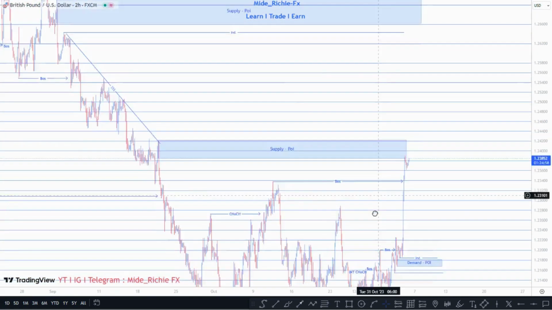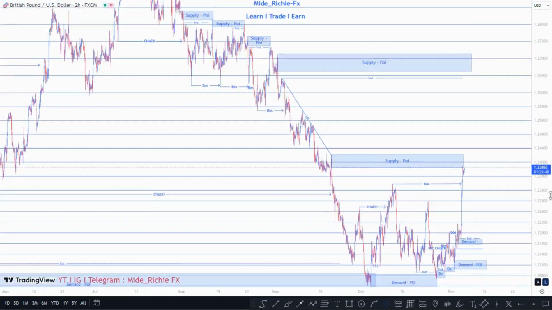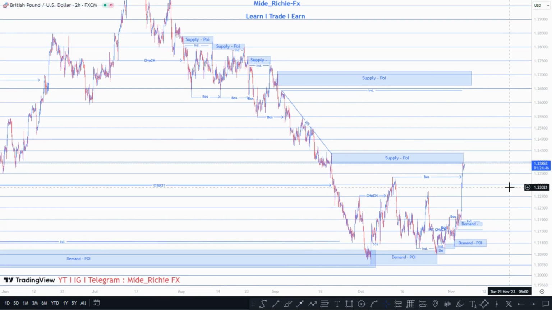And the market might not even react to this demand zone and won't even retrace. I mean, the market will just keep going until we get to the supply zone. Then we can see after that probably we'll be selling, or the market will continue buying. All right, so that's basically my plan on this pair, GBPUSD.